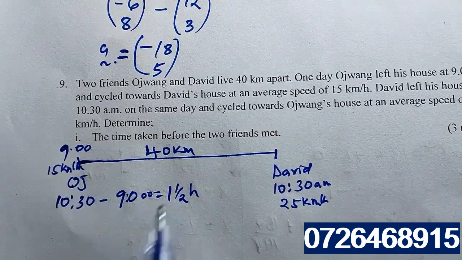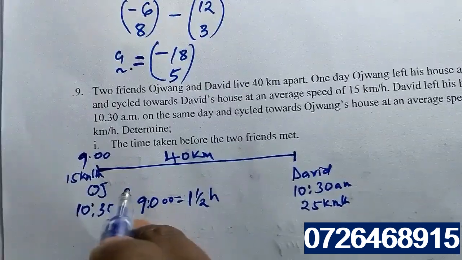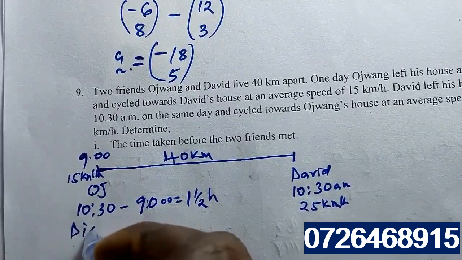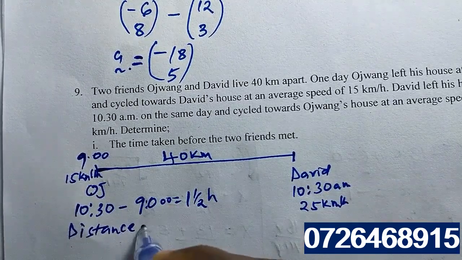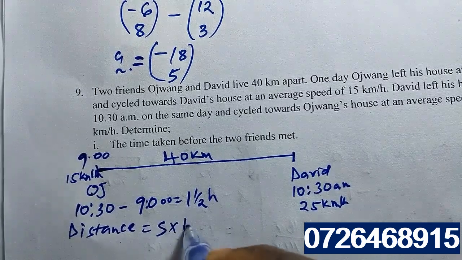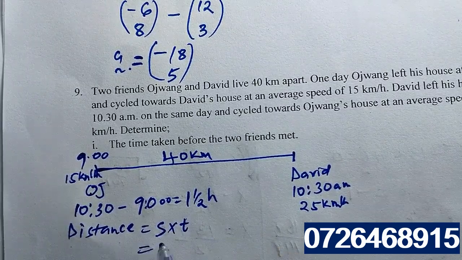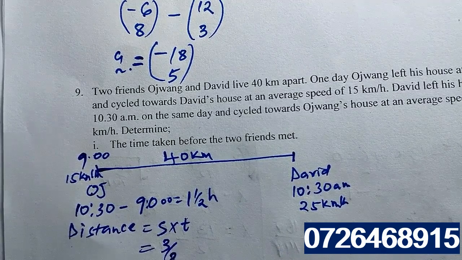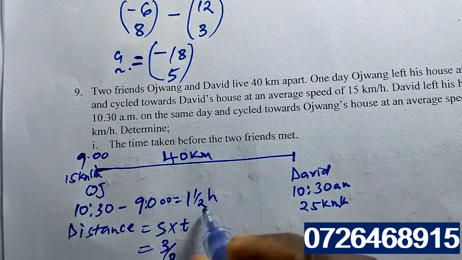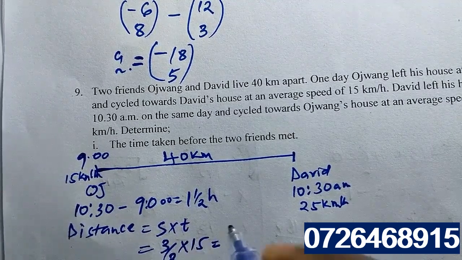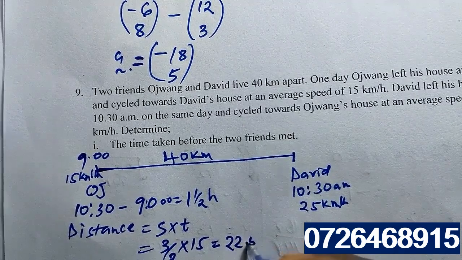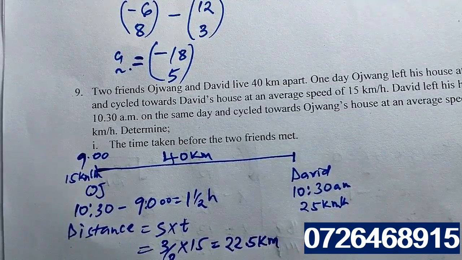So distance covered by Ochonyi before David started will be equal to the speed times time taken. And that one is going to be 3/2, nimeconvert hii, itakuwa 3/2, times speed yake ambayo ni 15. Tutapata kwamba atakuwa ameenda 22.5 kilometers before David starts.